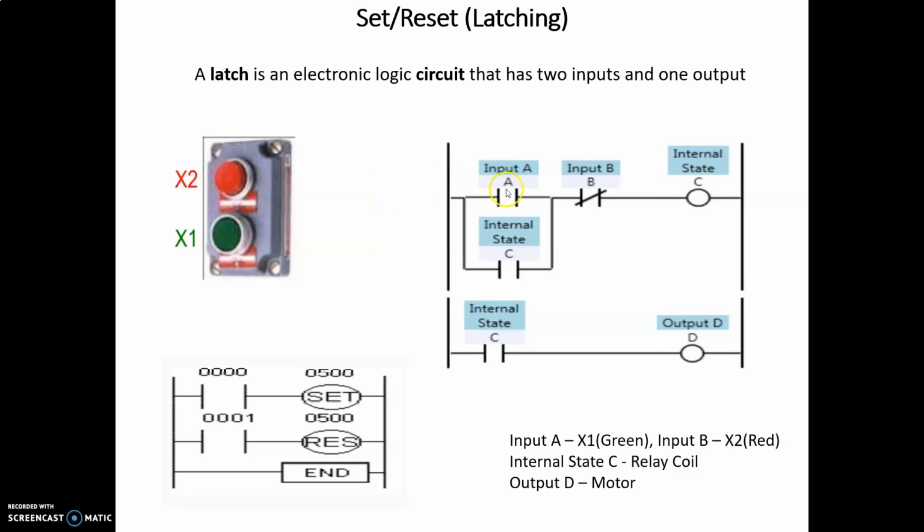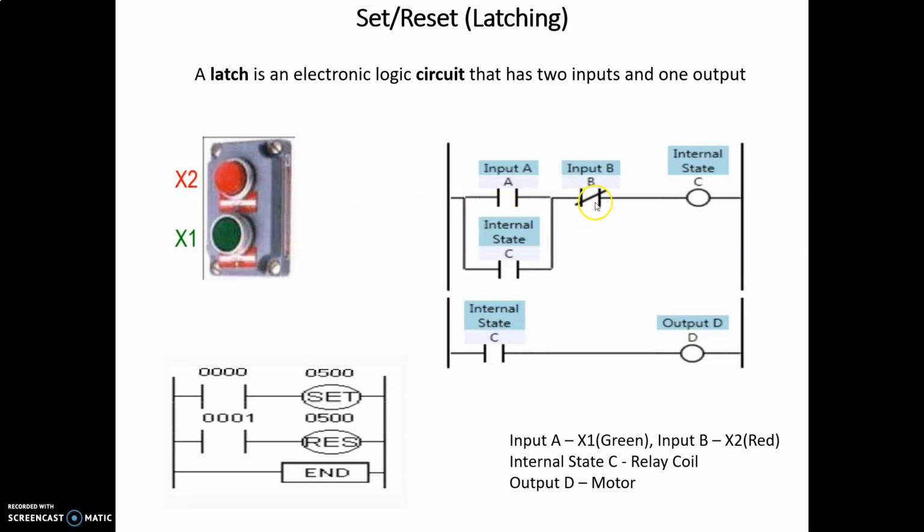Right? So we have two inputs, input A and input B, as shown. But the difference is to look at input A. Input A here is an open circuit and input B here is a closed circuit. So what does this mean? Open circuit means that in the normal condition it is open. There is no provision through which the supply can be transferred.